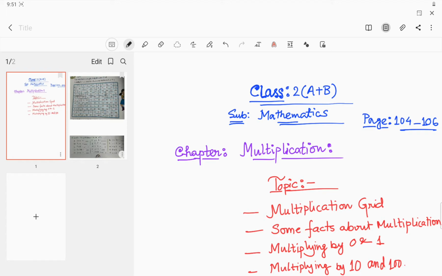We are in the chapter multiplication. In the previous video we discussed the multiplication table up to 10 and their respective problems. Today we will discuss multiplication using a grid, that is, the multiplication grid. Some facts about multiplication: multiplying by 0 and 1, what will you get? Multiplying by 10 and 100, what will you get after multiplication? That's our topic. So let us discuss the multiplication grid.